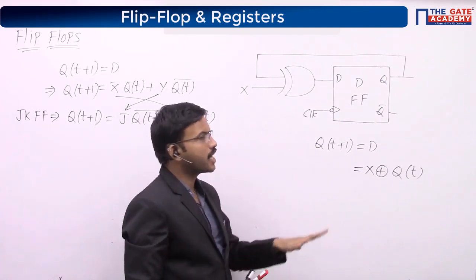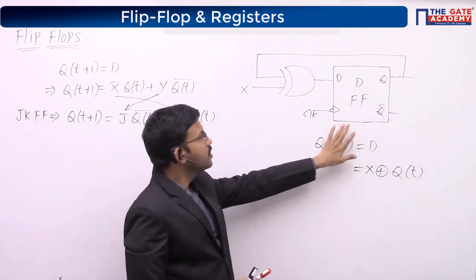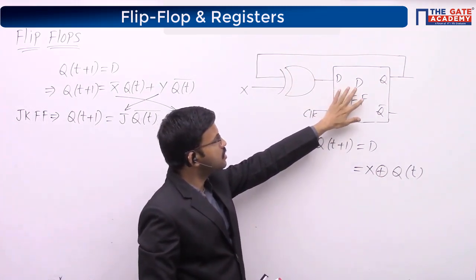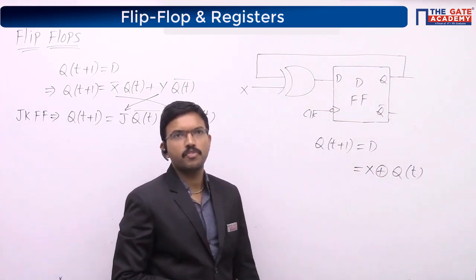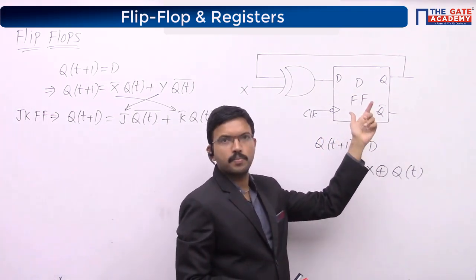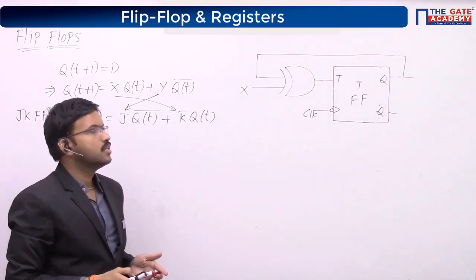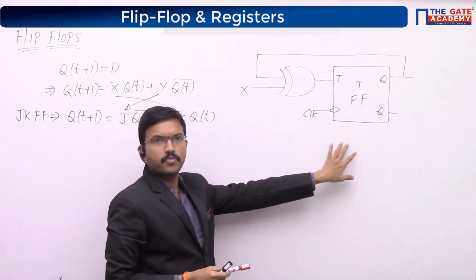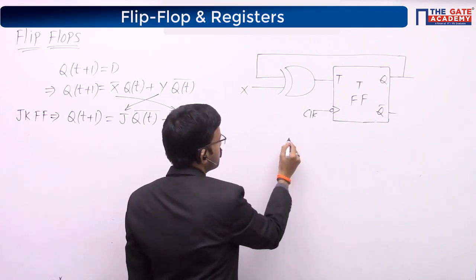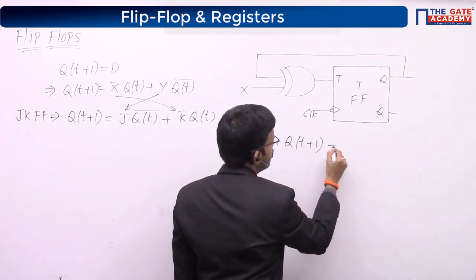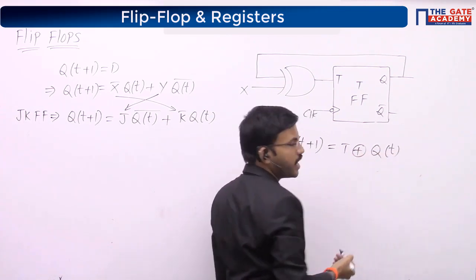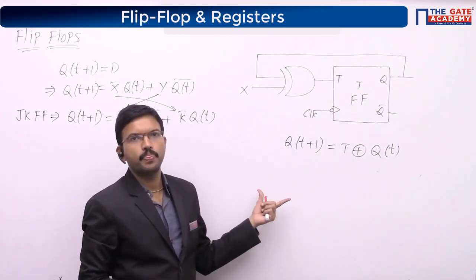Next question, consider T flip-flop here and use the same exclusive OR gate, same connection, just in the place of D, consider T flip-flop. What will be the resulting circuit? Instead of D flip-flop, consider T flip-flop. First write the characteristic equation of T flip-flop, that is Q of t plus 1 equal to T exclusive OR Q of t. Always we will write the characteristic equation of the given flip-flop.